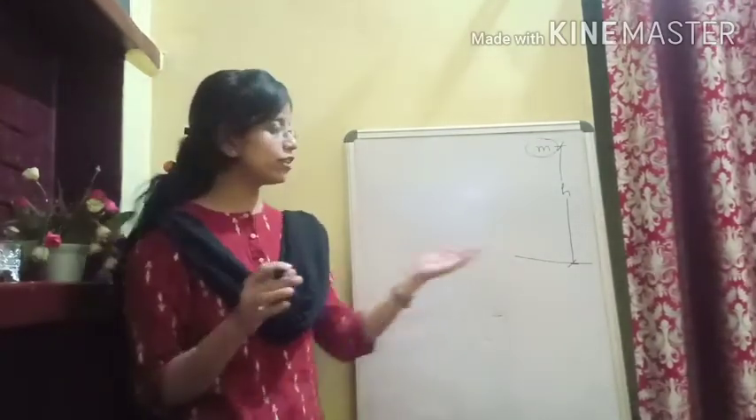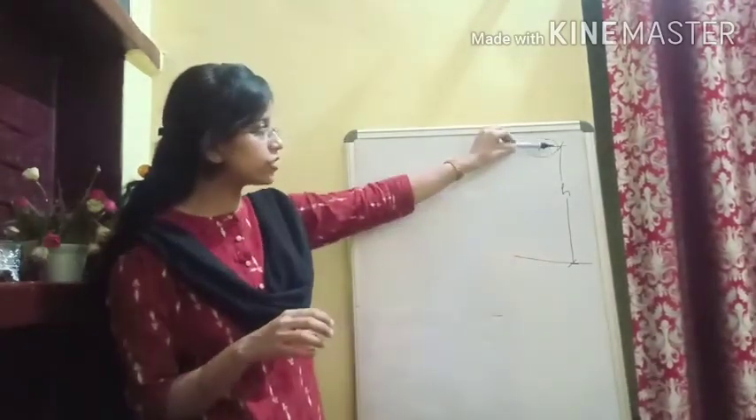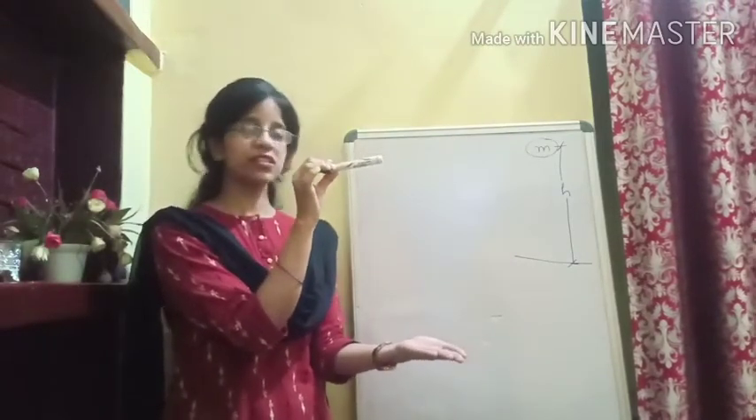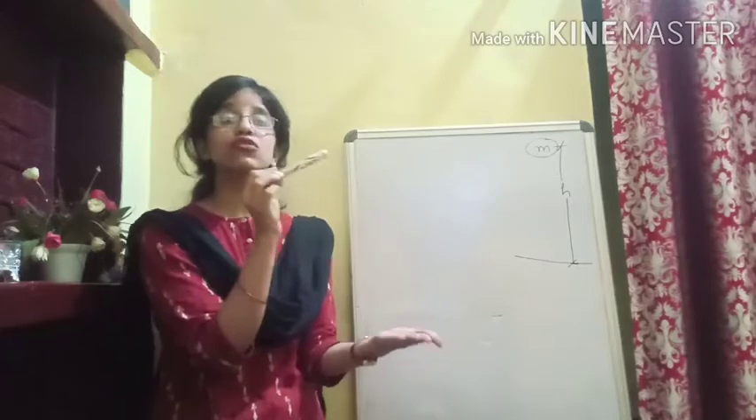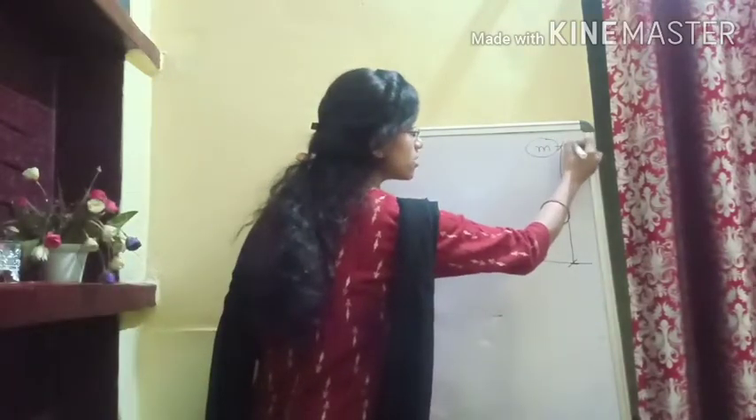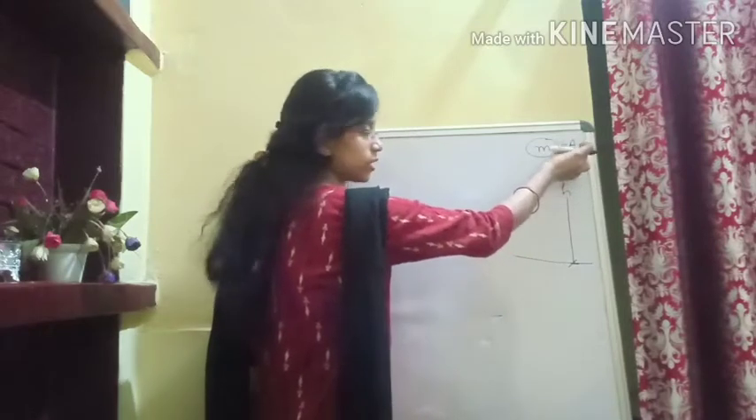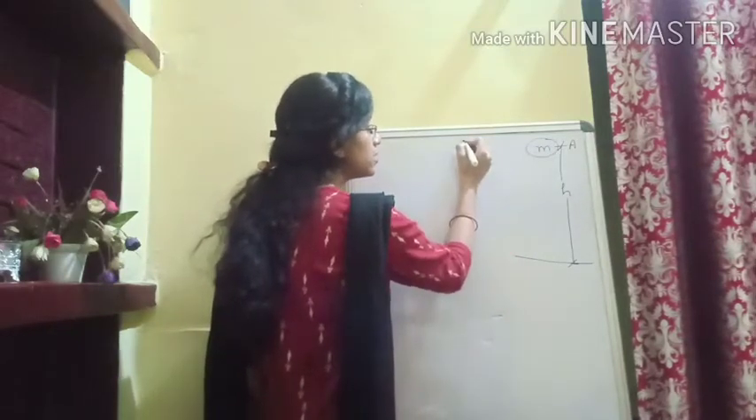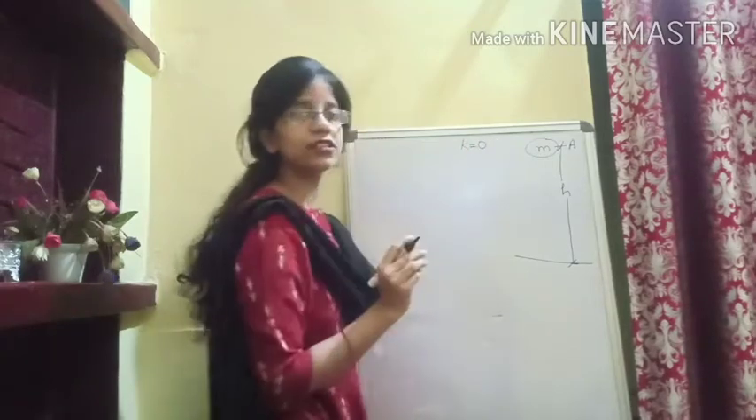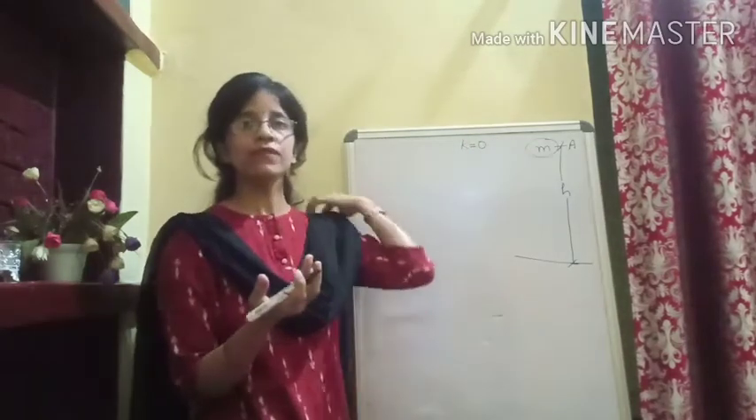Now you all tell me, when the body is at the height h, what type of energy will it have? Is it moving? No. That means there is no kinetic energy. Let's say that this is the position A, the point A where the body is, and initially there is no kinetic energy. That means K will be equal to 0.